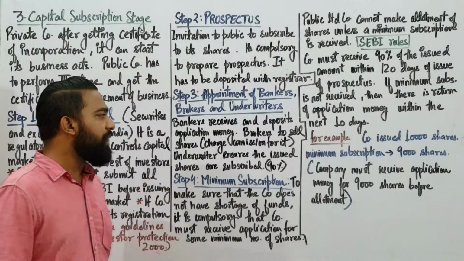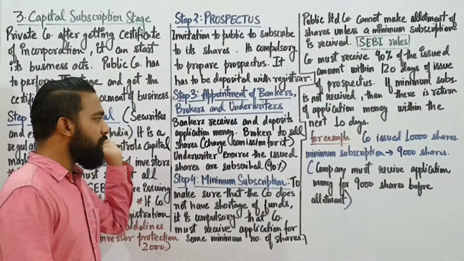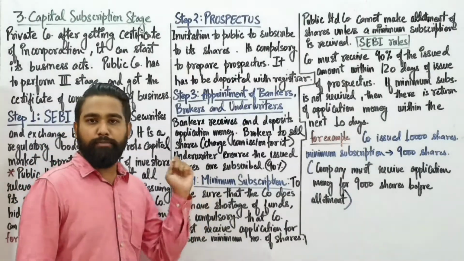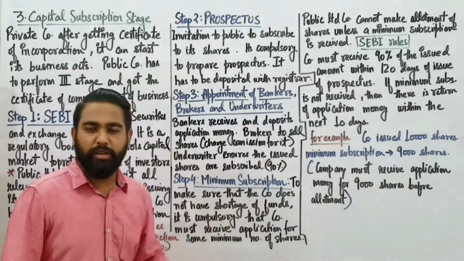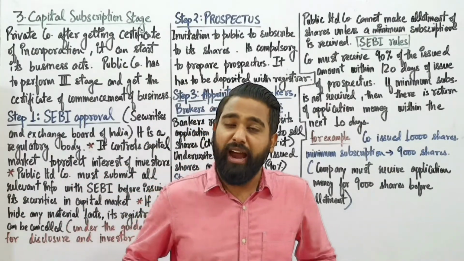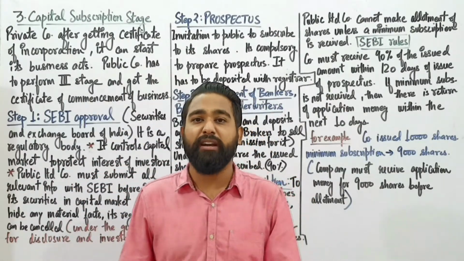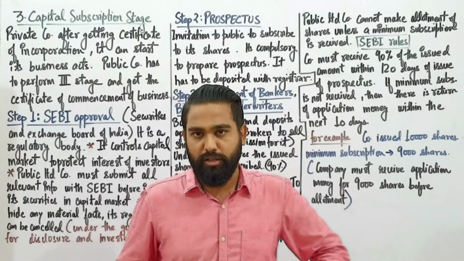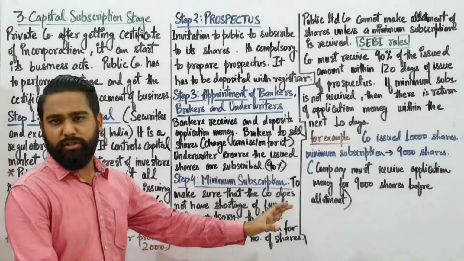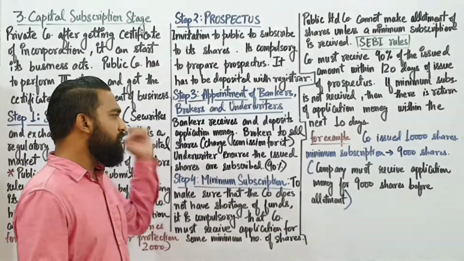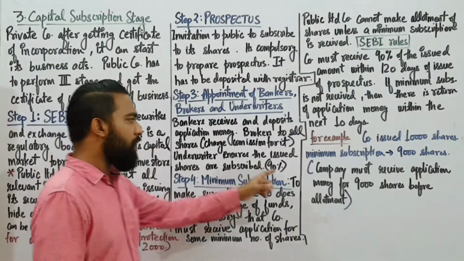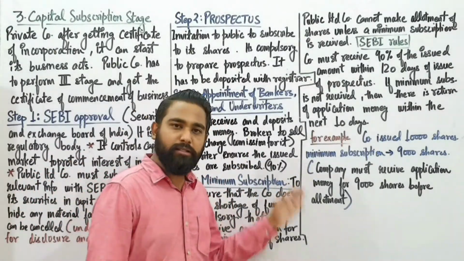Now who are underwriters? The work of an underwriter is to ensure that the public issue is subscribed almost 90%, and if that doesn't happen, the underwriters themselves buy the shares. So underwriters are those who guarantee that the issued shares will be subscribed around 90%, and that's the limit also.